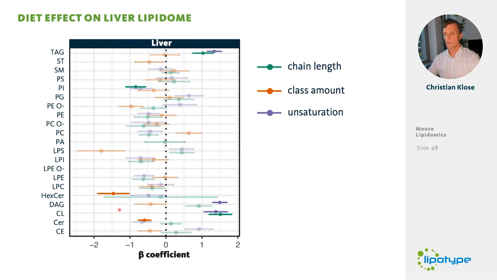We basically obtain beta coefficients from the linear regression, which are essentially slopes for the different parameters. Here for dietary effects in the liver. And what we did in order to really find a more generalized expression for the variability of the liver lipidome, we added up all these beta coefficients that were significantly different from zero in order to calculate which organ actually responds strongest to the conditions that we have tested. And this response to the different conditions we call lipidomic flexibility.